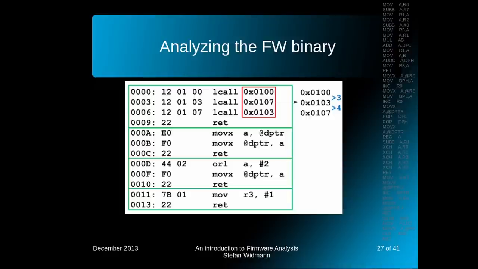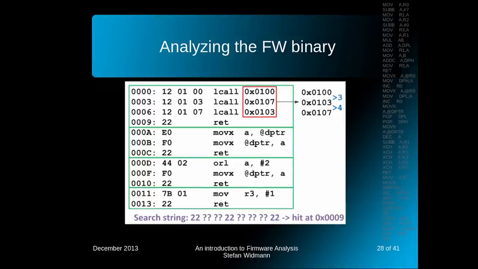So our search string will look like this. We start with a 22. We have a subroutine with a length of 3 bytes. So we have 22, 2 wildcards, and again a return. The second part of the search string encodes the second subroutine with 4 bytes. So we have wildcard, wildcard, wildcard, and again a return. Okay, in this simple example, we get only one hit. Perfect. We get a hit at address 9.